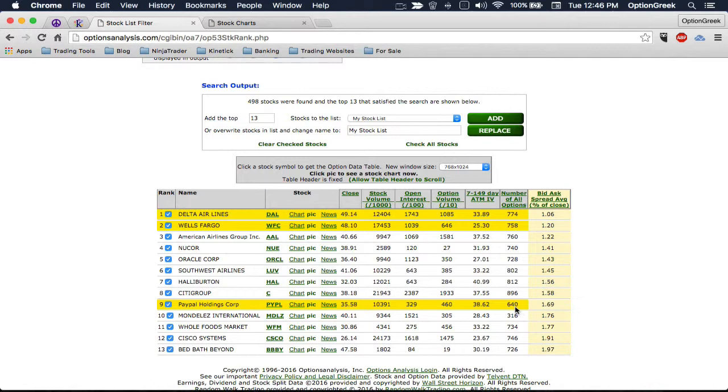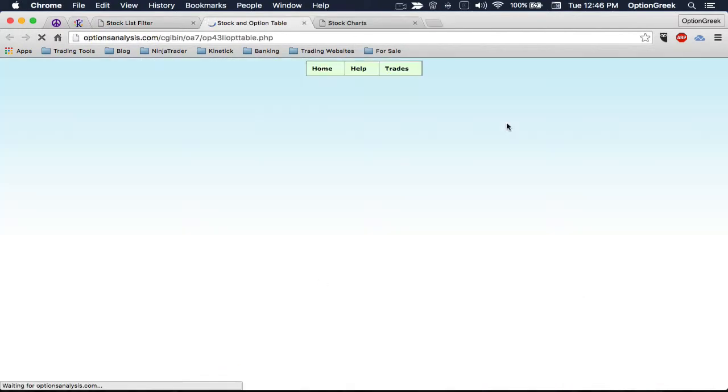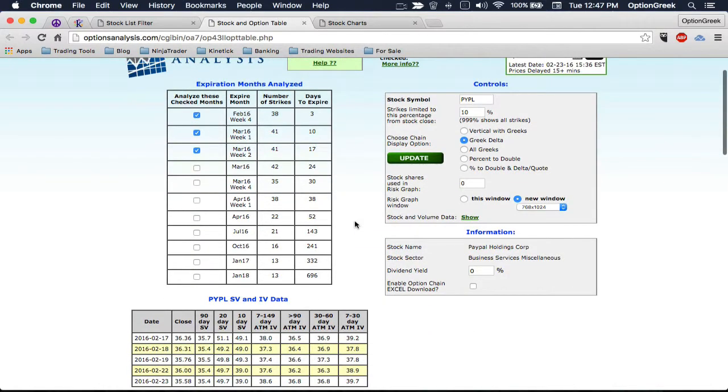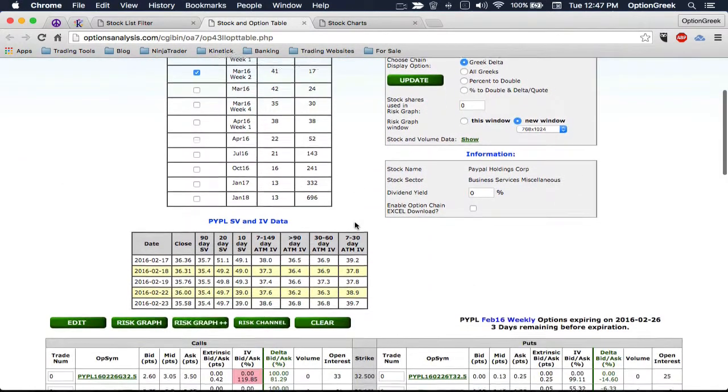And this one has like 640 options. So I'm just going to take a look a little bit at this one. And you can see right off the bat here, it has weekly option series, which is really good. So that means it has your monthly, March 16th, April 16th, July 16th, but in between those months, in the near months, you have weekly series that are expiring. So excellent. That is one that has lots of opportunity to trade.